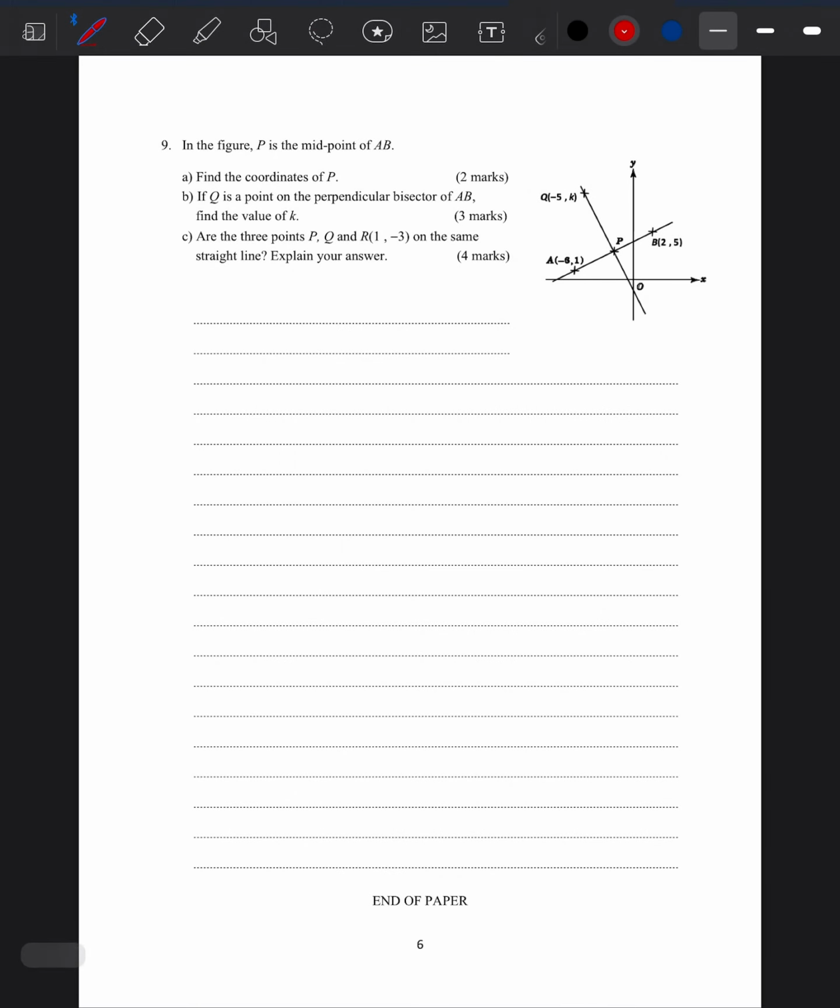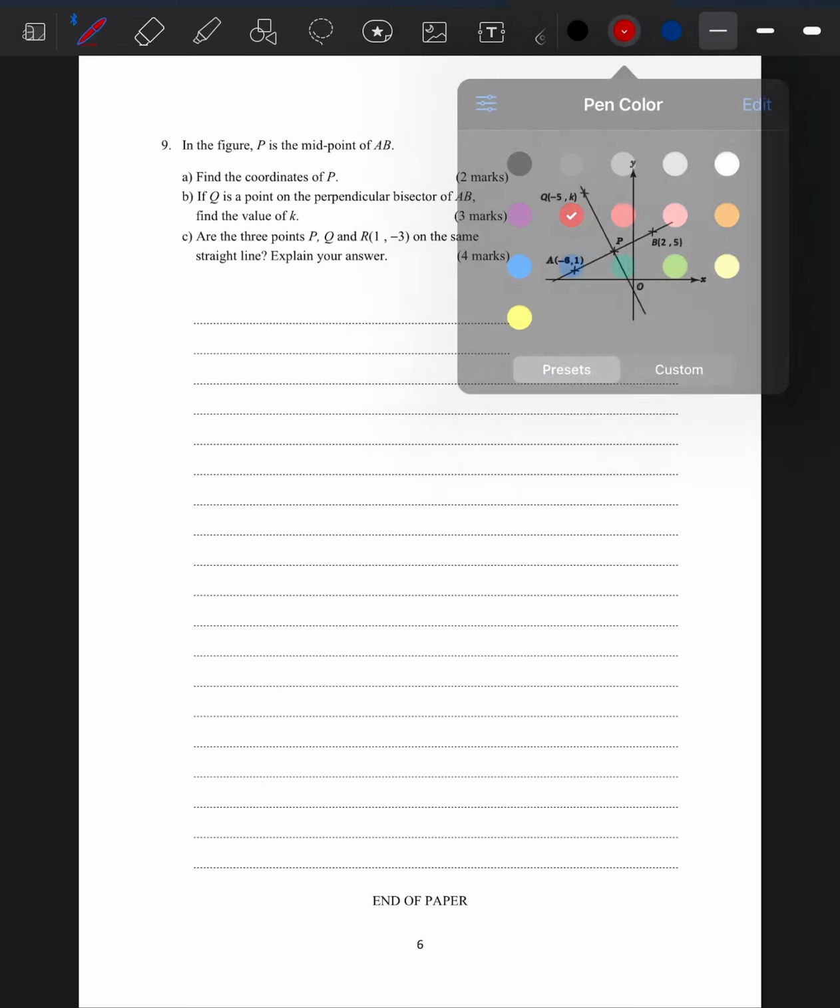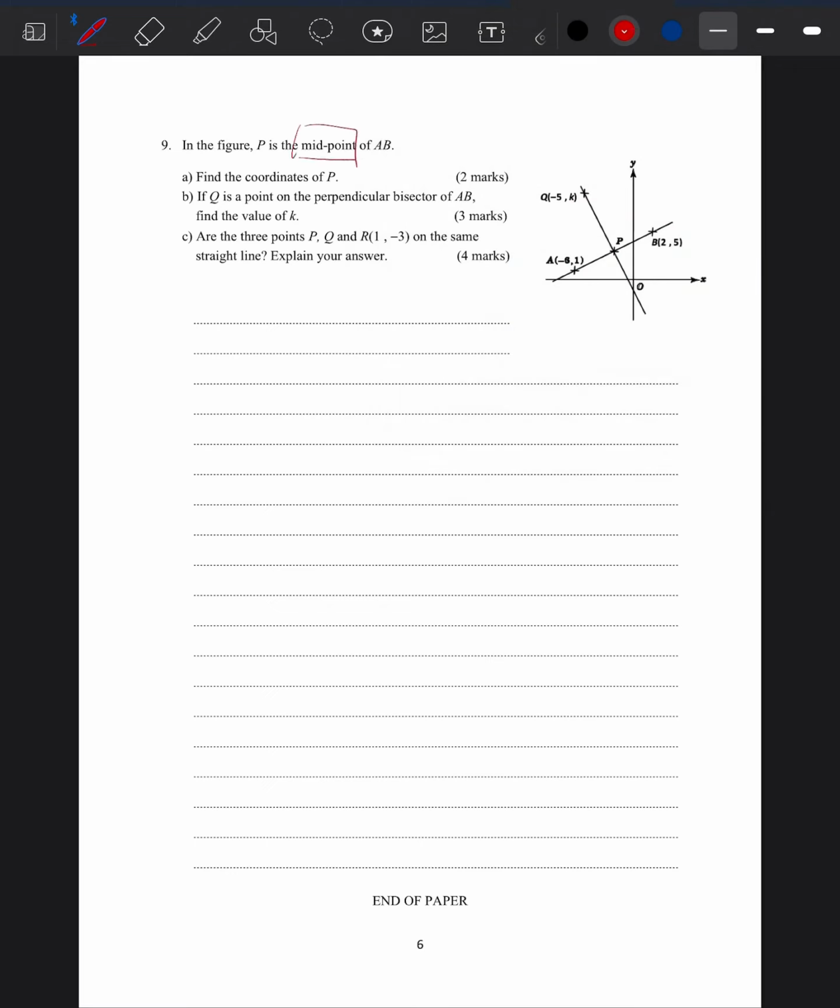So if there are no questions, we will go to the last one. So question 9, it says in the figure, P is the midpoint of AB. Find the coordinates of P, and if Q is a point on the perpendicular bisector of AB, find the value of k, and are the 3 points on the same straight line? So let's look at it step by step. So for the first part, they just tell you P is the midpoint. So therefore, you know you have to use your midpoint formula to find your P.